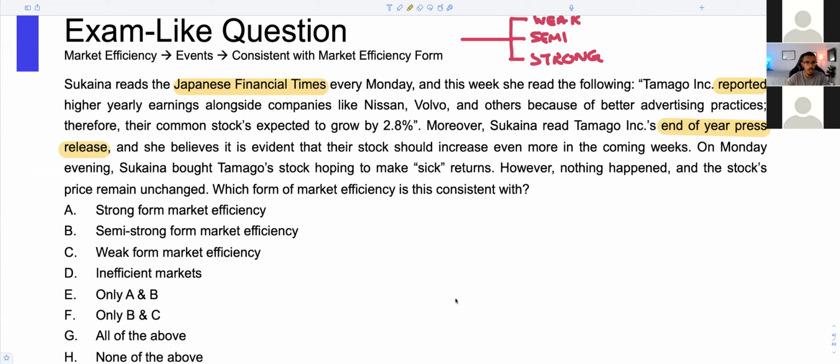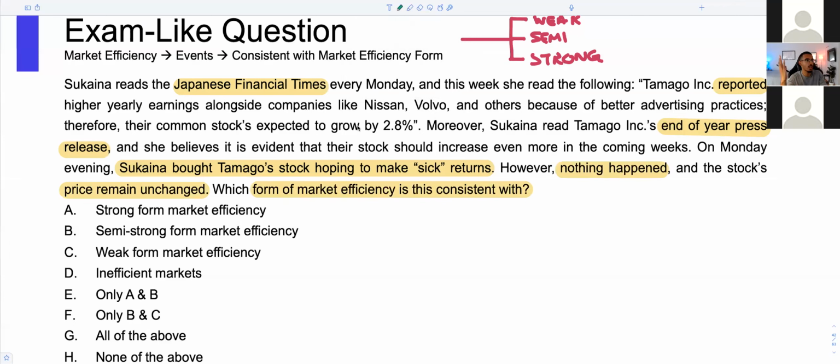Now on Monday evening, that same evening, Sukena bought Tamago's stock, hoping to make absolutely sick returns, sick returns that have to be posted on Wall Street Bets after. However, nothing happened. Literally nothing happened. She did not make any sick returns at all. And the stock's price actually remained unchanged. Okay? So which form of market efficiency is this consistent with? This is some strange stuff. There's a lot of text.